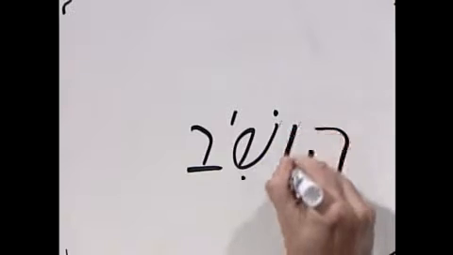This is a contraction that you learned chapters back. And so this aw, again, will contract into an o. And so what we will get is this. Aw going to o. And so we will say hoshev, as I've written here. And so again, this is how the hifil will contract.